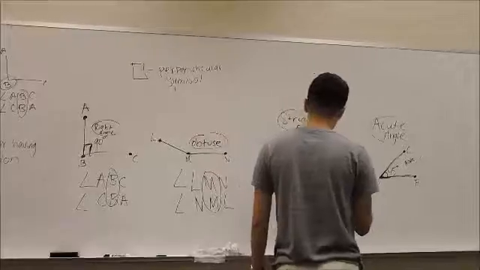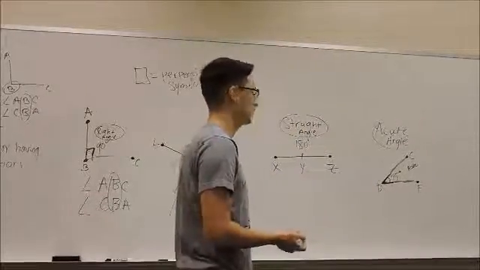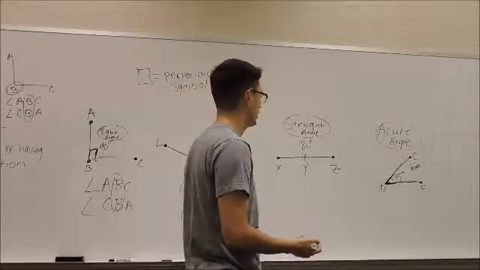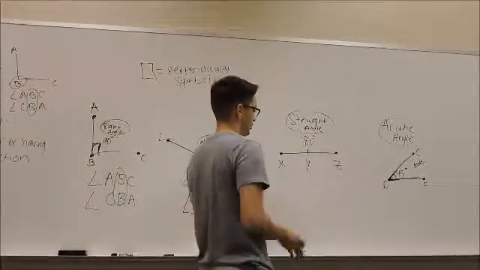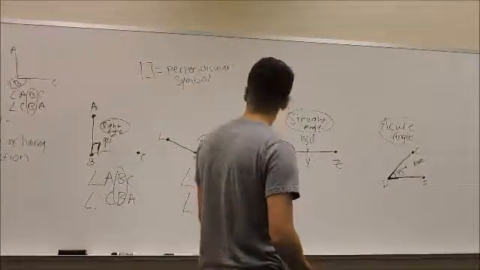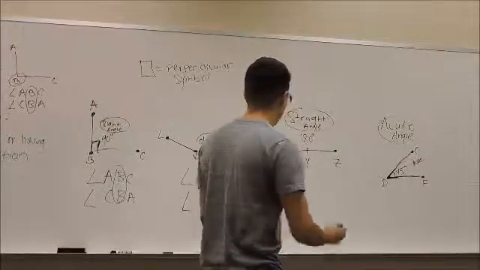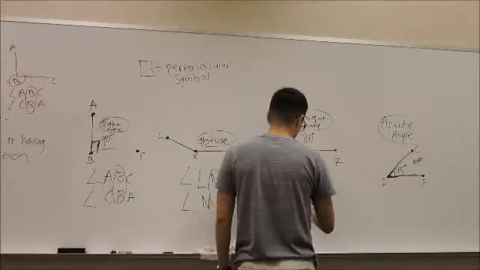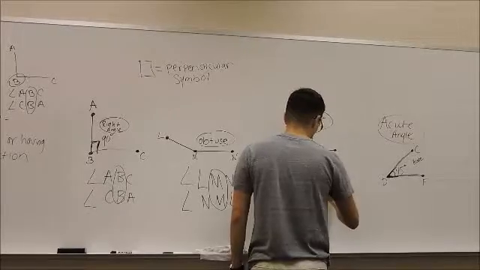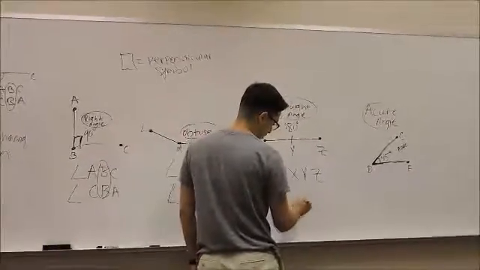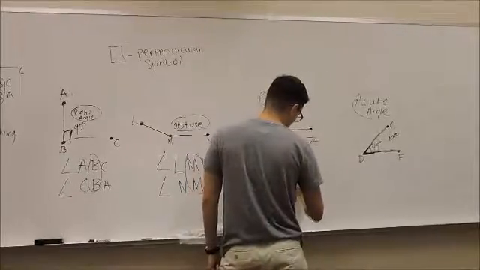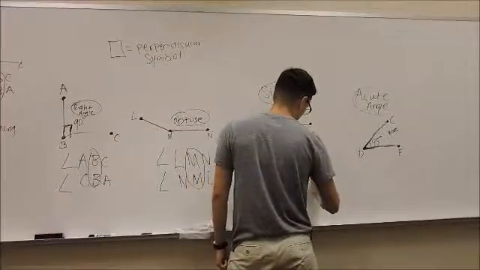The straight angle is a line, or an angle of 180 degrees. You understand that because it's just a straight line. And you can write this angle as XYZ, or angle ZYX.